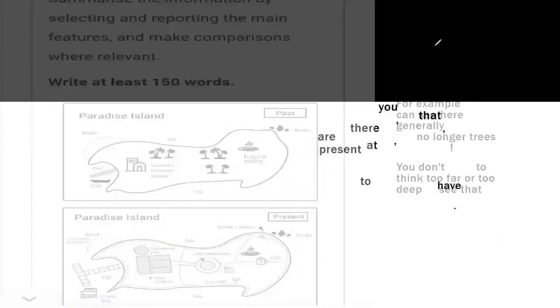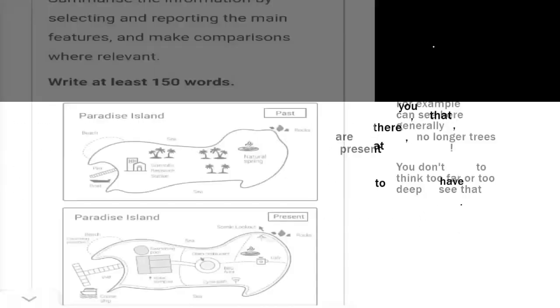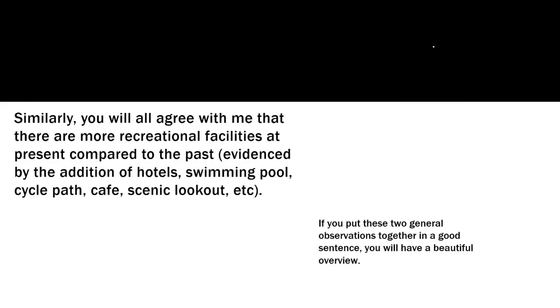Let's move forward from there. I was saying similarly, you will agree with me that there are more recreational facilities at present compared to the past, evidenced by the addition of hotels, swimming pool, cycle park, cafes, scenic lookout, and so on. Okay, so that's another side to it. There are more recreational facilities at present than in the past, because now you have swimming pool, you have hotels, you have cycle parks.